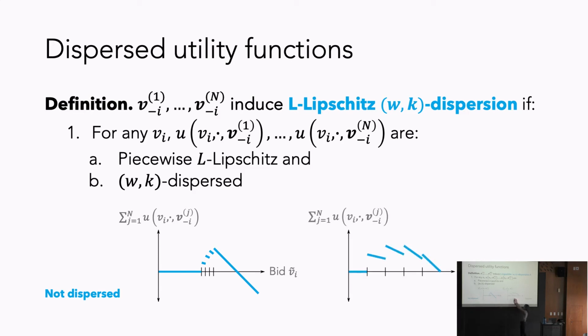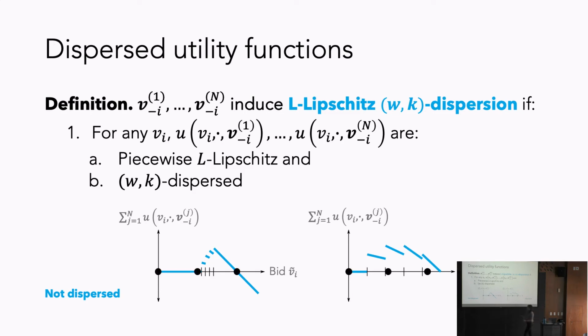Whereas you could imagine if the maximum competing bids of the other agents were more spread out, then we would have a more dispersed set of functions. You said the maximum bids, but it looks like you're actually talking about the maximum true value. Yeah, I'm assuming the other agents are bidding truthfully. Okay. Yeah.